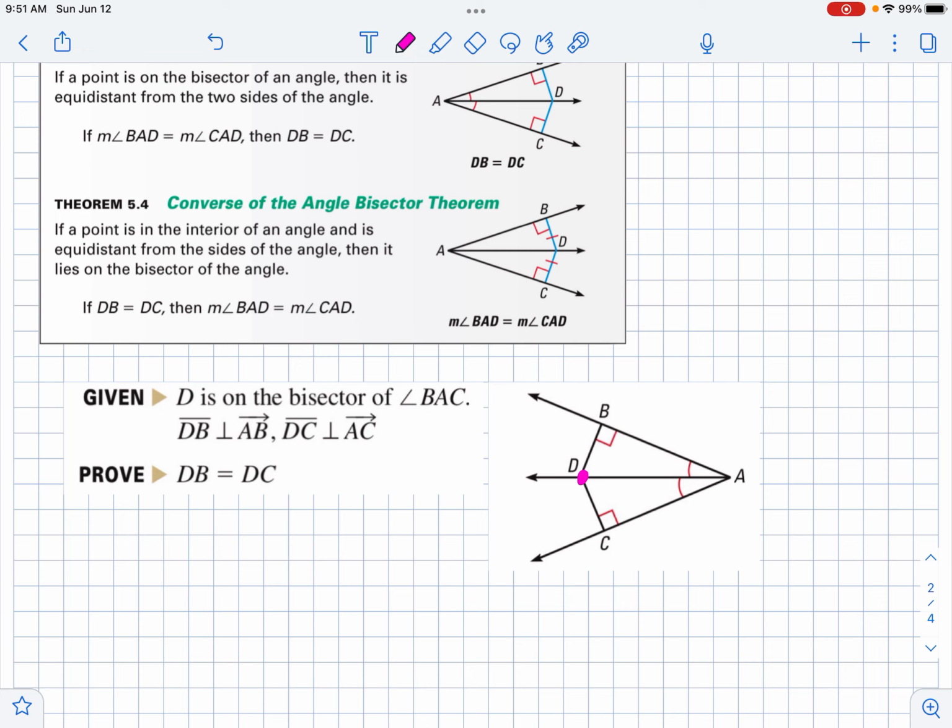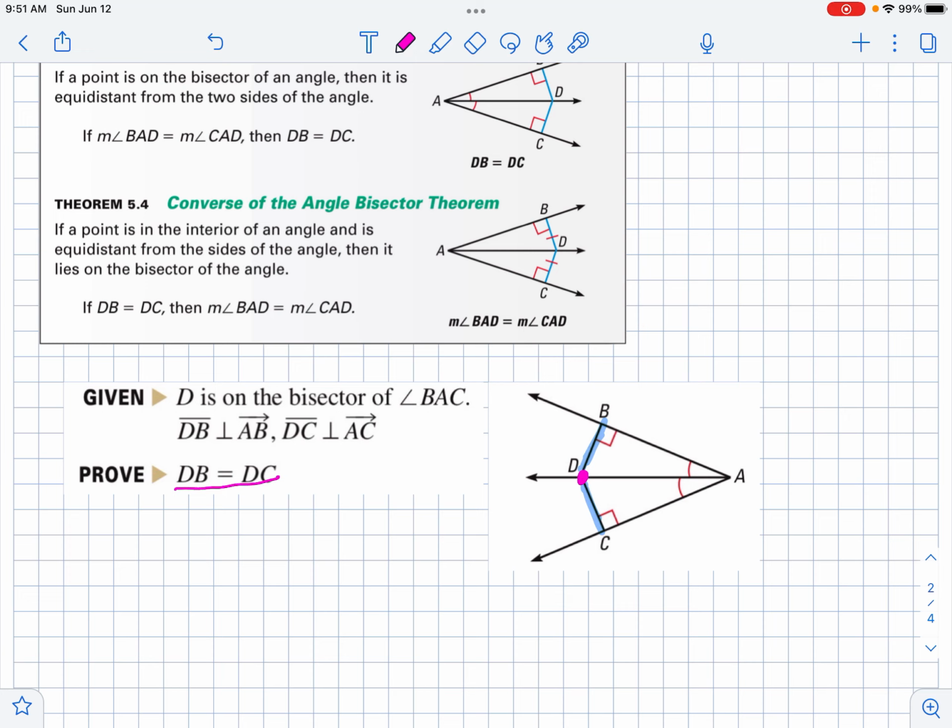What we note is that DB is perpendicular to AB and DC is perpendicular to AC, as you can see in the figure here. And what we want to do is prove that DB is congruent to DC. In other words, I'm trying to prove what I just said was true. Now think about how you would do that. You've got two triangles here. Two triangles. And what do we know about that?